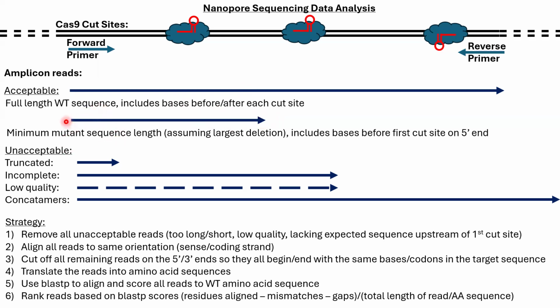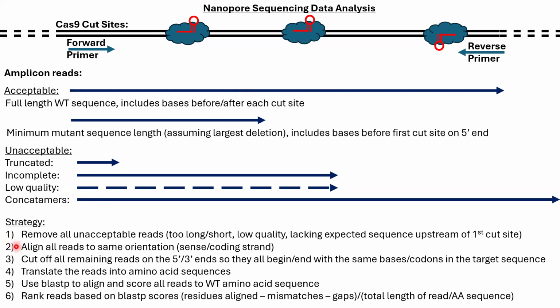Okay, so we're going to accept reads between the minimum expected length and the maximum expected length. We're going to get rid of low quality reads. We're going to get rid of truncated reads, incomplete reads that don't have the entire sequence. What I mean by that would be a little bit of sequence around the forward primer, a little bit of sequence around the reverse primer. Okay, so we're going to filter those reads. That is step one here in our strategy.